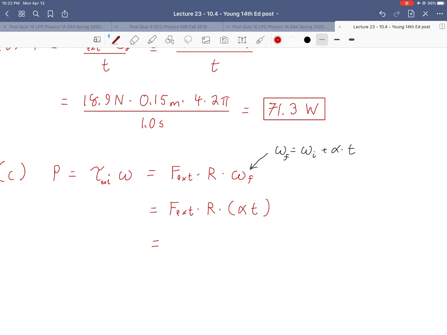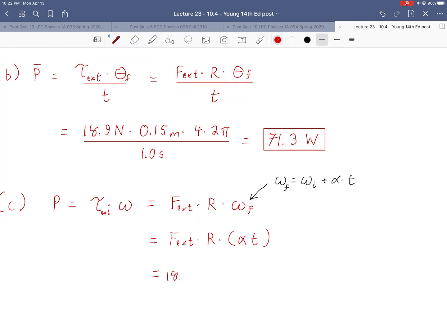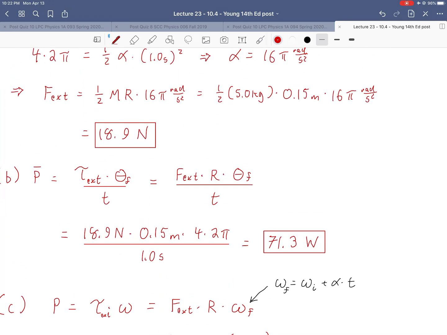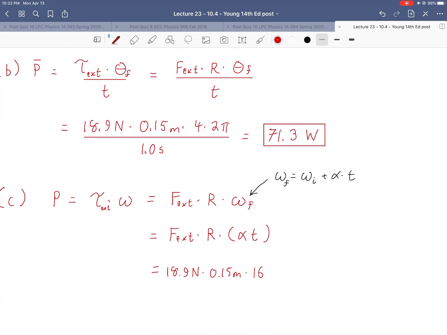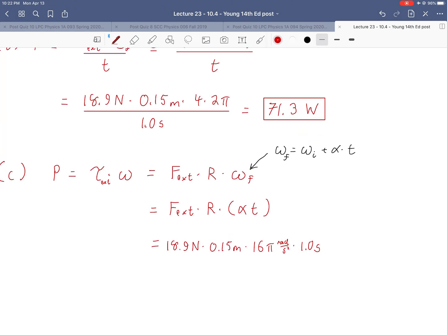So let's plug in our external force. We got our 18.9 newtons. We got our radius. We know our alpha, that was up above, was 16 pi radians per second squared. And we know our time was 1 second. Looks good. So when we plug that all in, we get a power output of 142 watts. So these are rounded to 3 sig figs.